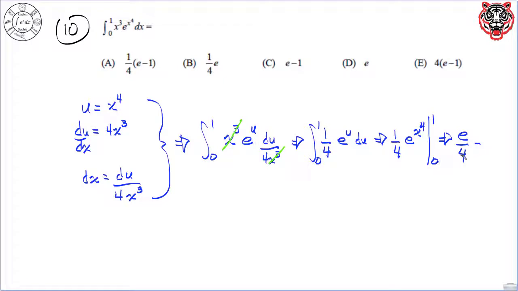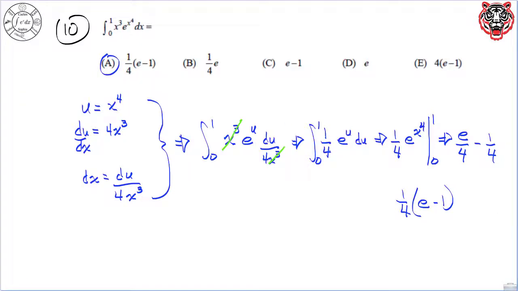Now I'm going to sub in 0, and I'm going to subtract that from my first part. When I plug in 0, 0 to the power of 4 is 0, e to the power of 0 is 1. 1 times a fourth is a fourth, so this is minus 1/4. And if I factor out a fourth, then this is going to be 1/4 times the quantity of e minus 1, and we see that is the answer for A.